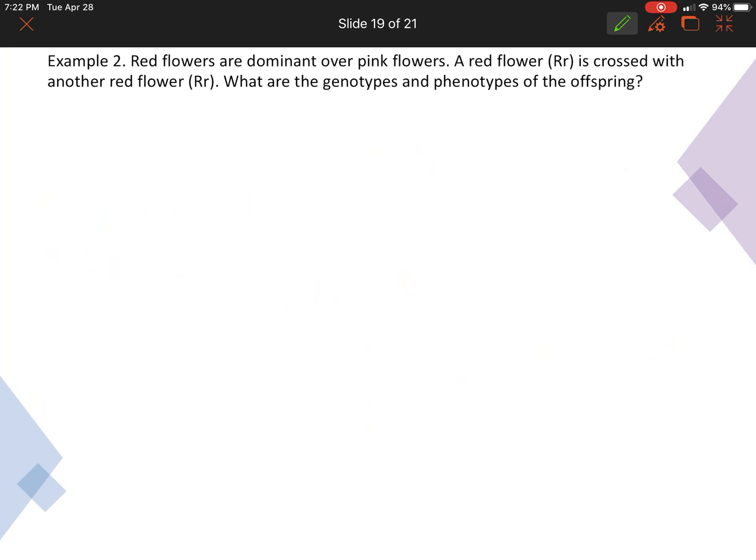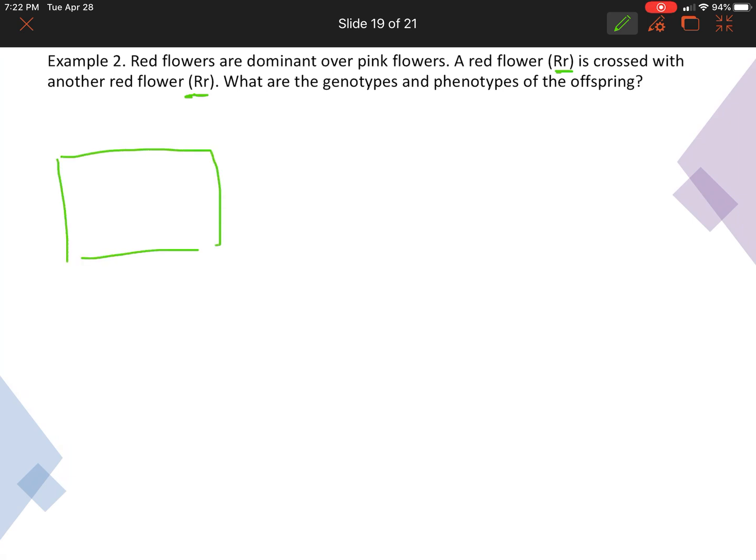Okay, next. Red flowers are dominant over pink flowers. So the dominant allele is red, and pink is recessive. A red flower that's heterozygous is crossed with another red flower that is also heterozygous. What are the genotypes and phenotypes of the offspring?